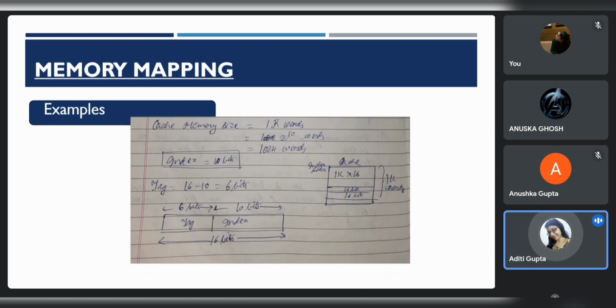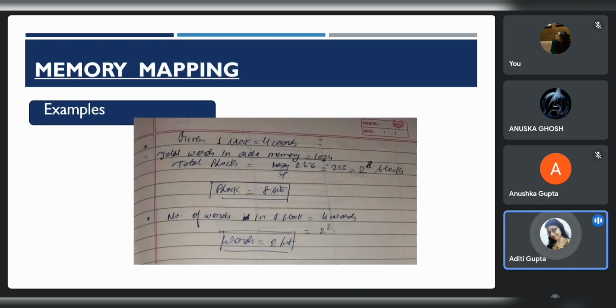Now it is also given that one block contains 4 words and we previously calculated the total number of words in cache. So therefore we find the total number of blocks, which is equal to total words in cache divided by the number of words in each block. From here we get 2 to the power 8 blocks. Hence block is of 8 bits and the number of words in one block is 4, so it is 2 squared. Hence word is of 2 bits.